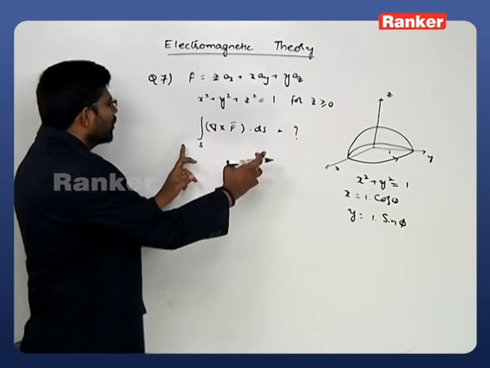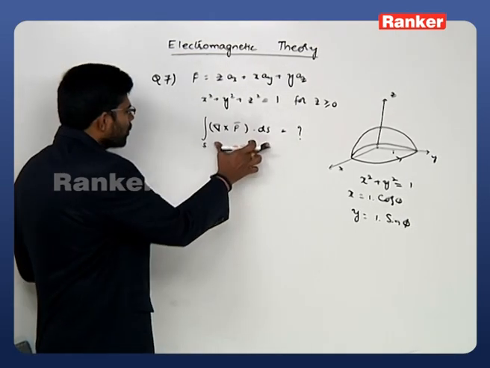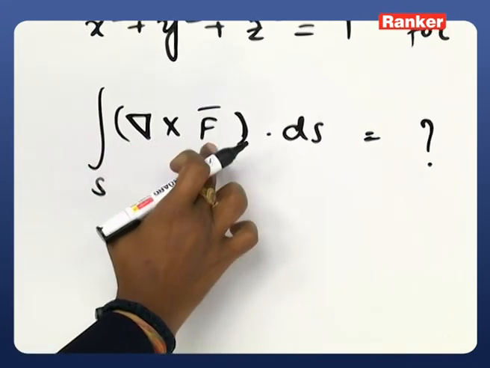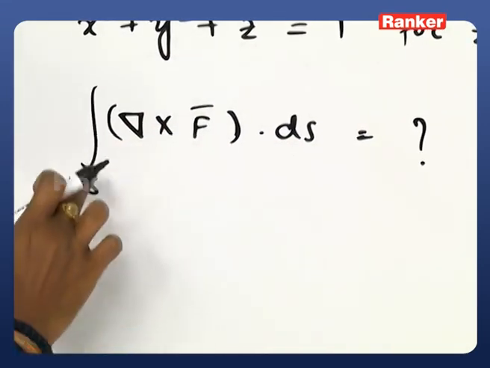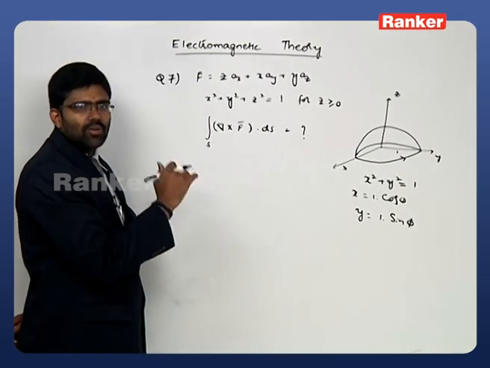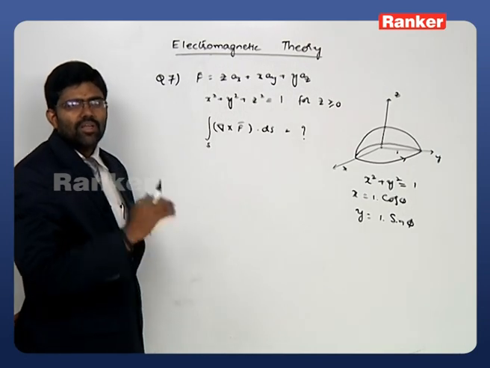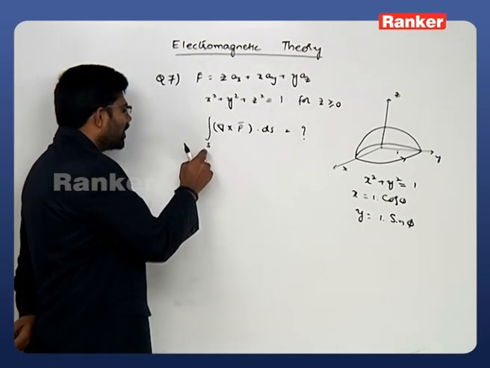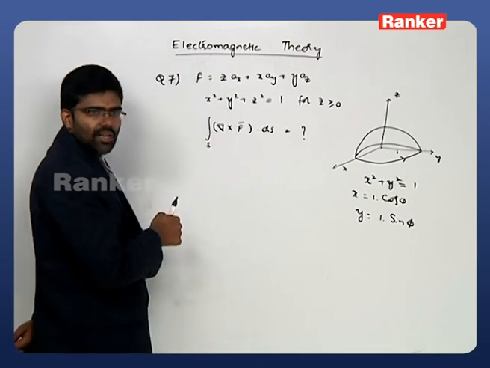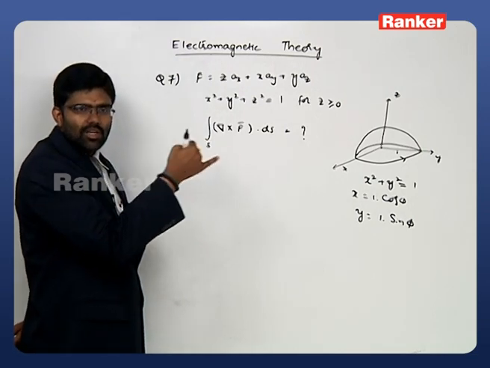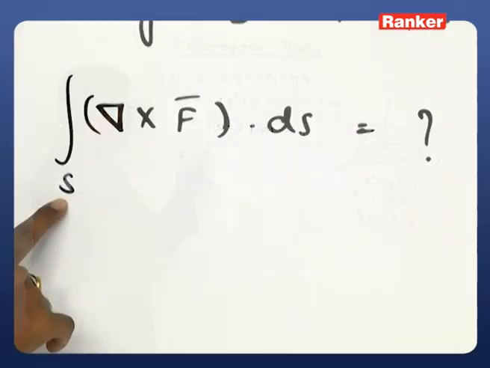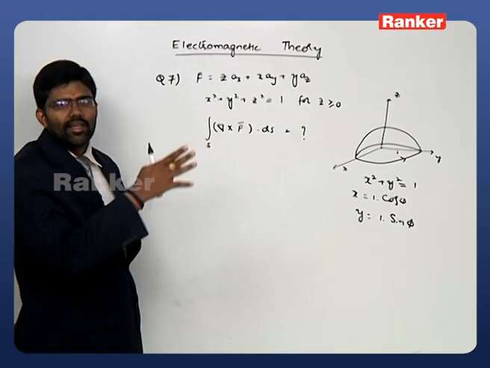Now come to the problem which is given to us. In the problem, we have a surface integral of del cross f ds. Here it is an open surface integral. Now recollect the Stokes theorem. In our Stokes theorem, any closed line integral can be related to the open surface integral. So the reverse of that Stokes theorem we are applying here: the open surface integral can be related to the closed line integral.